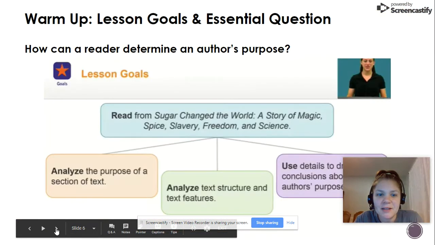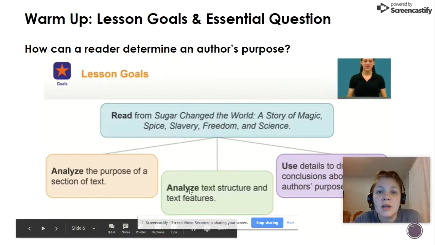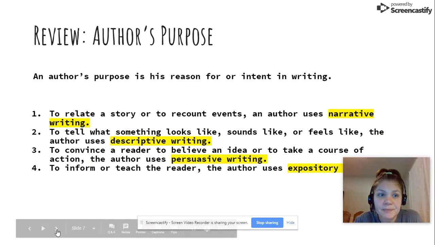Same basic setup as always. Our warm up is looking at determining an author's purpose, just like it was on Monday. We're looking at author's purpose in Sugar Changed the World. We're going to analyze the purpose of the prologue specifically for this story and look at the text structures and features and use our details to draw our conclusions about the author's purpose.